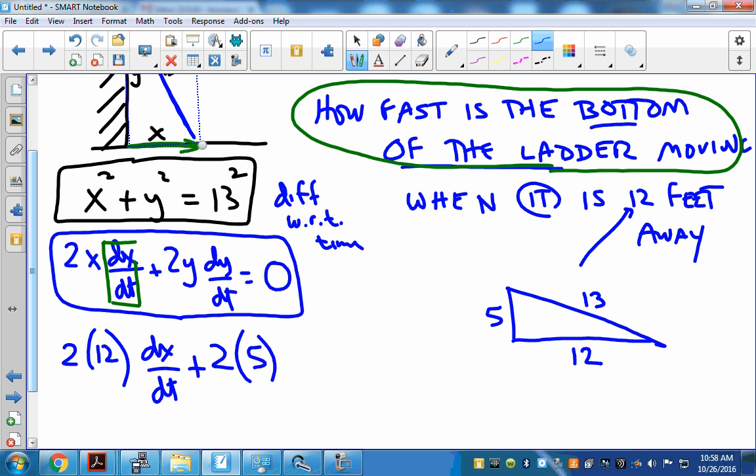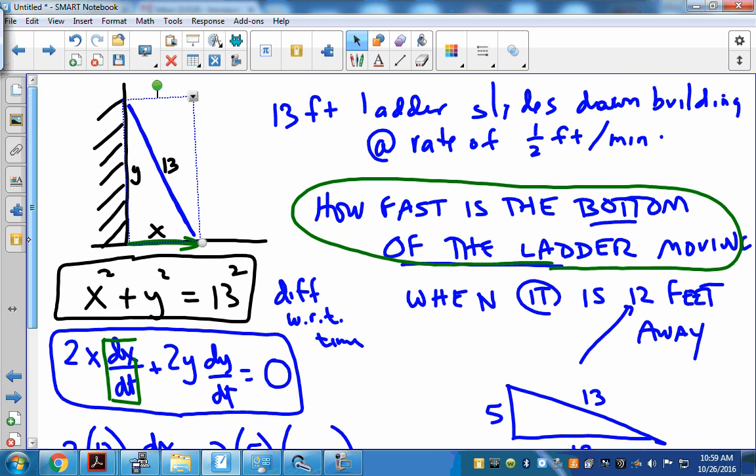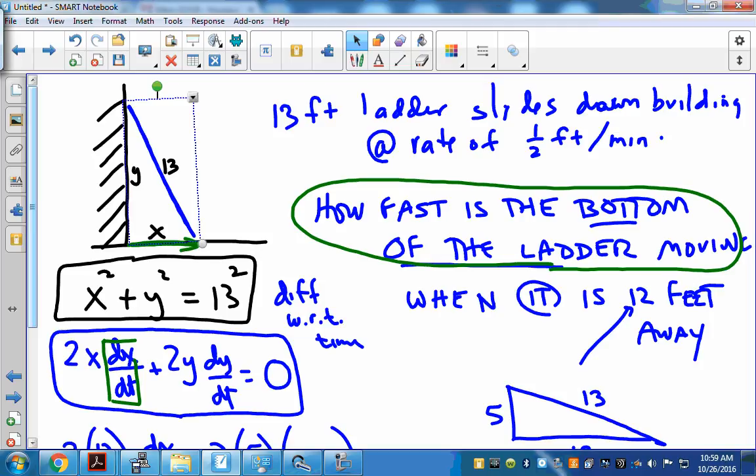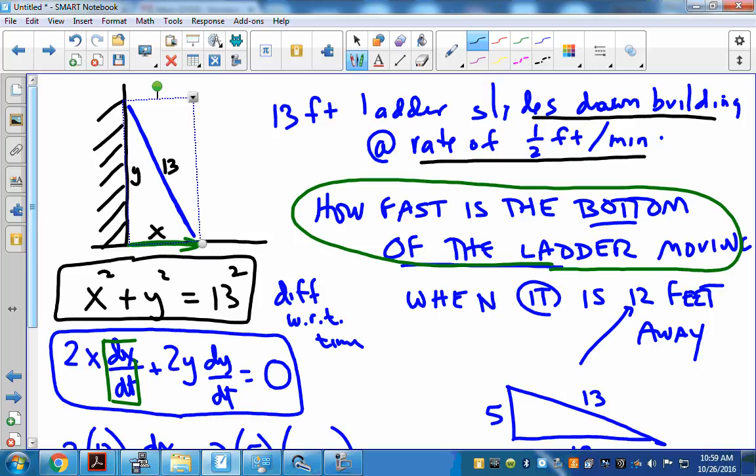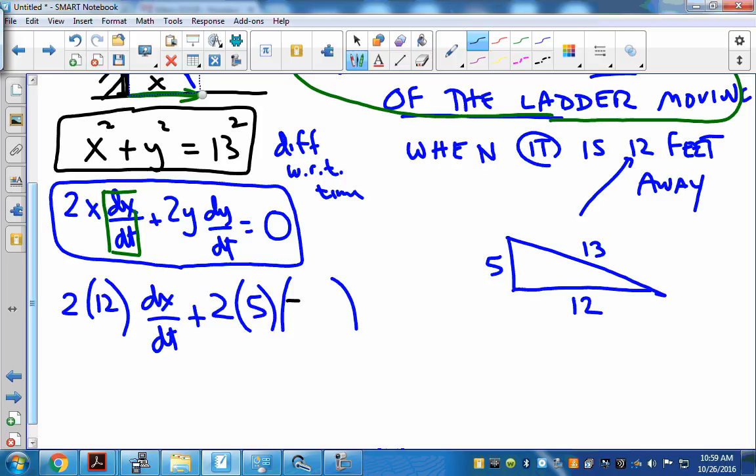How fast is y changing? Okay, so go back to the problem again. It says a ladder slides down the building at a rate of 1/2 foot per minute. Now remember, y is this distance here along the side. And because the ladder is sliding down, y is decreasing, so that the rate of change of y is negative. So negative 1/2 foot per minute. Okay, and all that's got to equal 0.